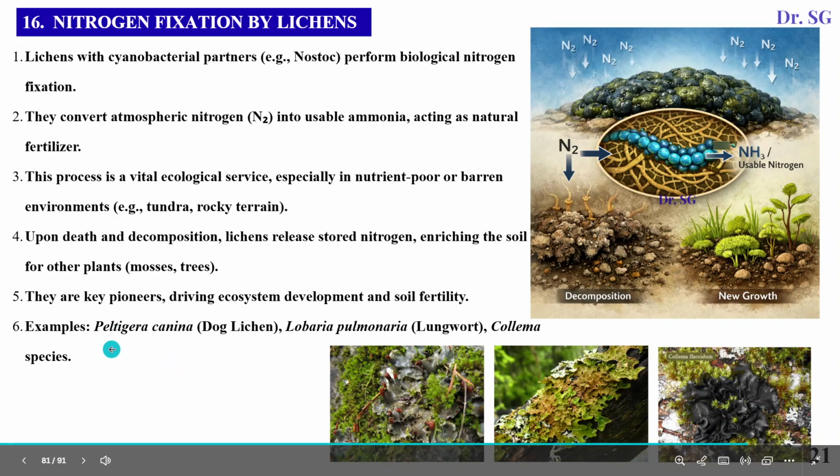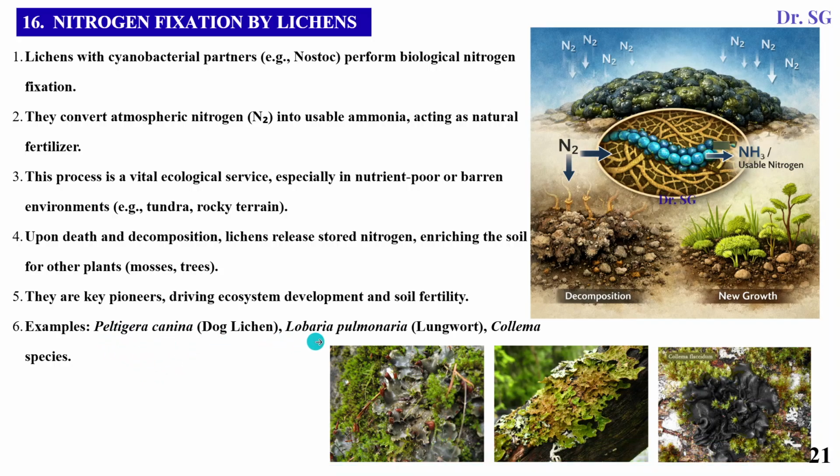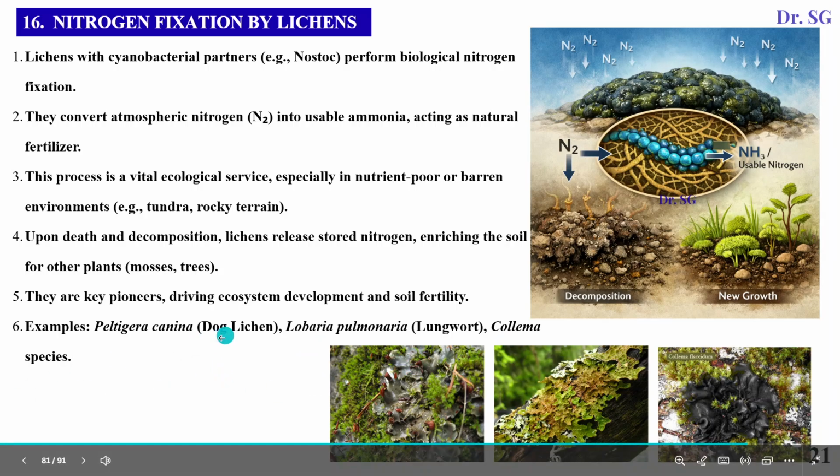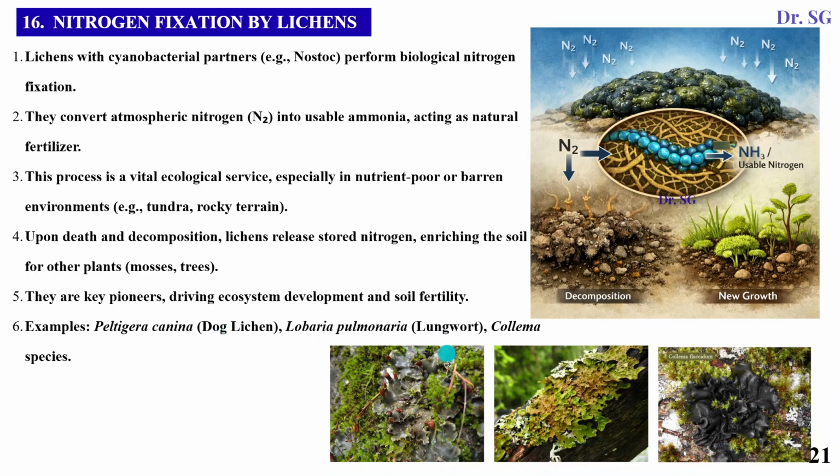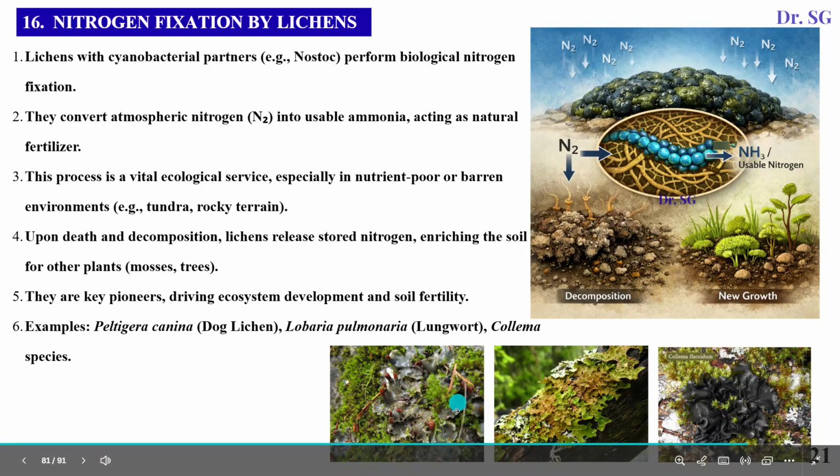The lichen names of them: Peltigera, Lobaria and Collema. So these are some of the species. This is referred to as dog lichen. This is lungwort. We can see all these here. So this is Peltigera canina, which is referred to as dog lichen. And this is Lobaria, lungwort. And this one is Collema.